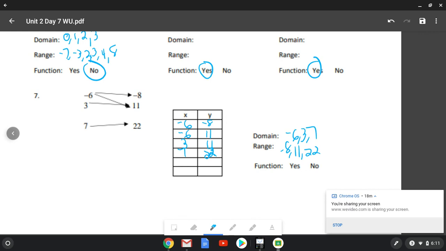So are there any repeaters on my x? So, well, these two. -6 input goes to -8, and -6 goes to 11. So that's a no if you have any x values. So that's everything.